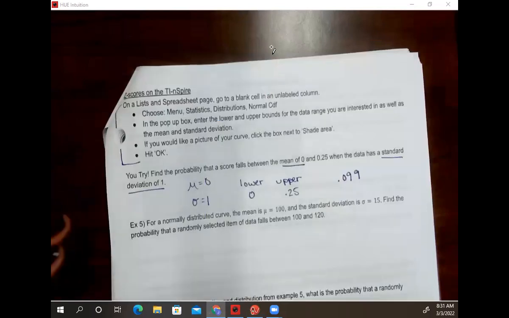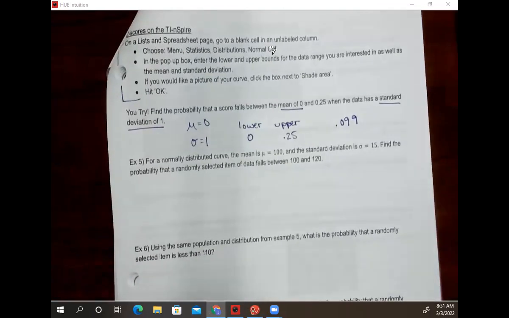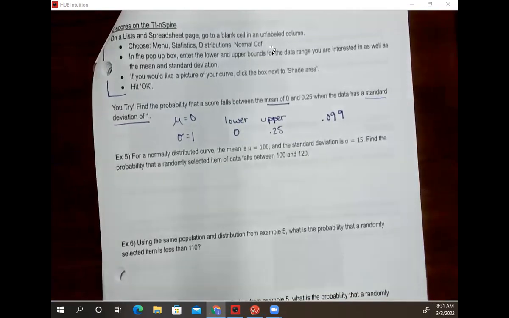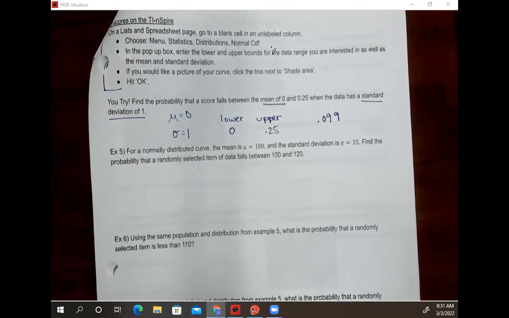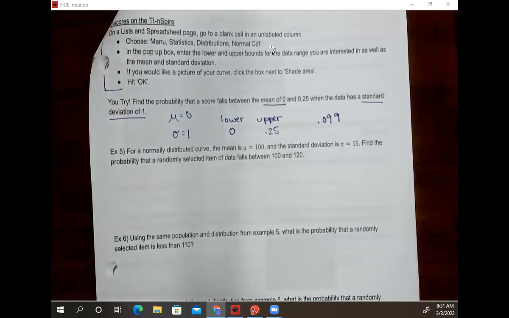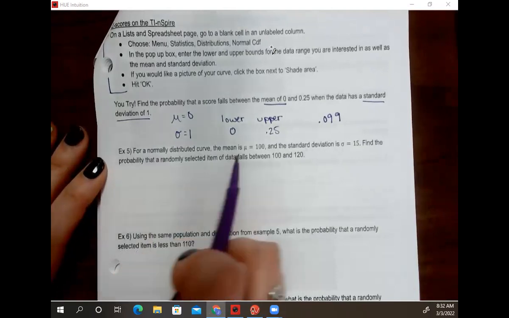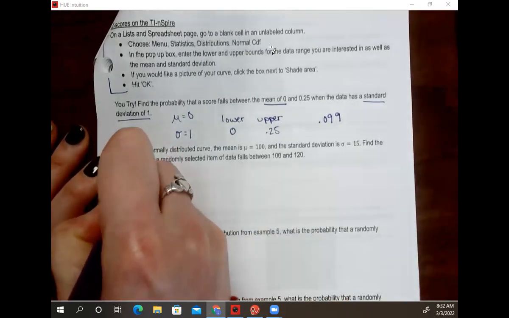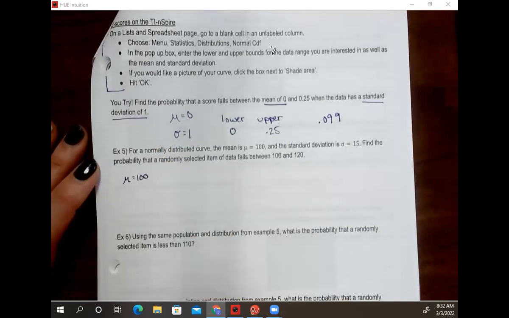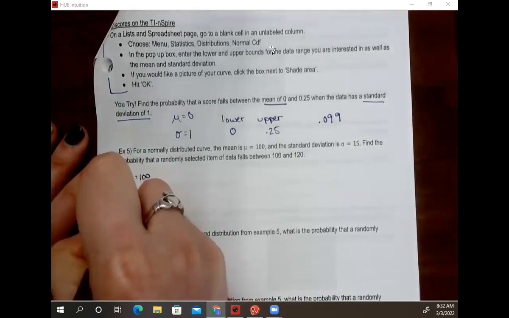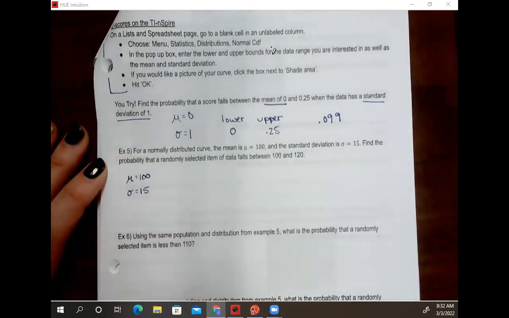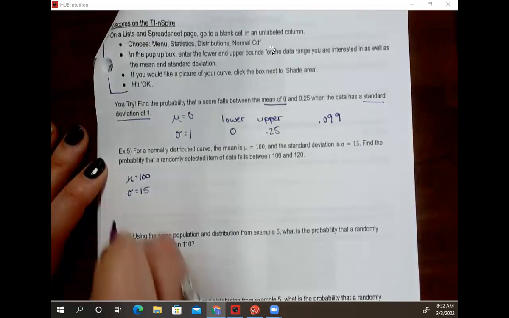So let's go back to our notes here. And for the last few examples, we're going to do the same thing. Okay, use our calculators to help us with these calculations when I'm looking at finding probabilities that data falls between numbers that are maybe not exactly 1 or 2 or 3 standard deviations from the mean. So example 5, for a normally distributed curve, the mean is 100, and I like to jot these things down off to the side. Makes it a little easier when I go to type it in my calculator. The standard deviation is 15. Find the probability that a randomly selected item of data falls between 100 and 120.